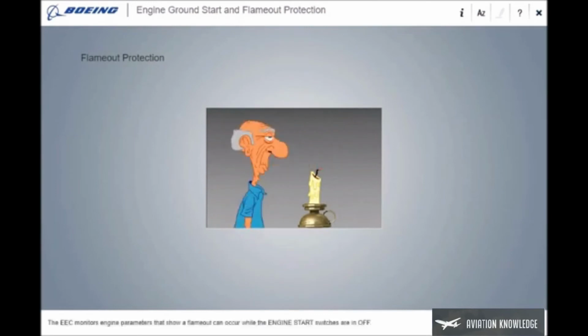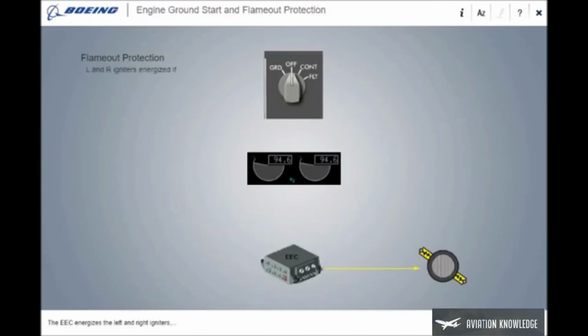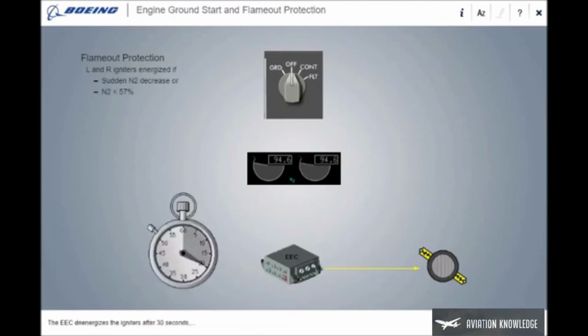The EEC monitors engine parameters that show a flameout can occur while the engine start switches are off. The EEC energizes the left and right igniters if there is a sudden N2 decrease, or N2 is below 57%. The EEC de-energizes the igniters after 30 seconds, or when N2 decreases below 50%.